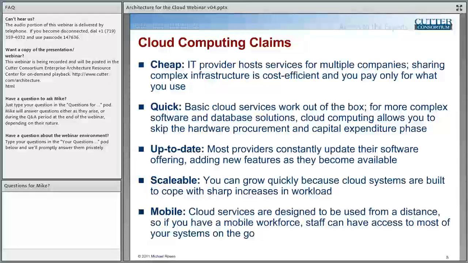Scalable: the cloud can grow very quickly and cope with sharp increases in workloads, and those peak workloads are one of the major use case scenarios that enterprises have for cloud computing. And by its very nature, cloud computing is mobile. So those are our typical claims.